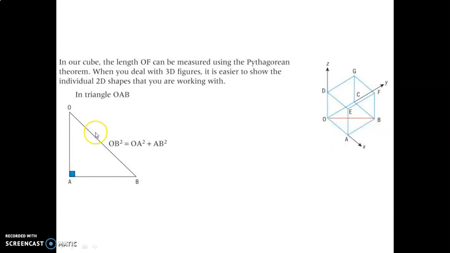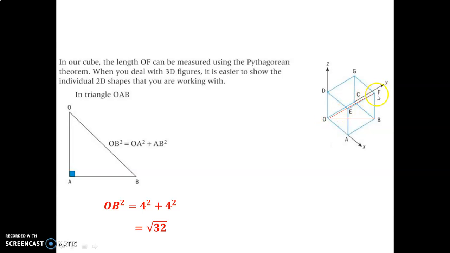So here's that triangle redrawn. It's triangle OAB. Notice it's drawn here. So to find OB, we can just use the Pythagorean theorem like this. And when we solve that, we have OB squared equals 4 squared plus 4 squared, and that is root of 32. Okay, how about OF?